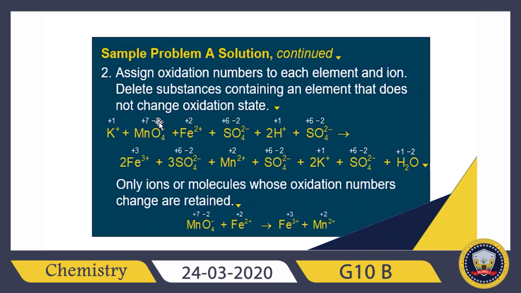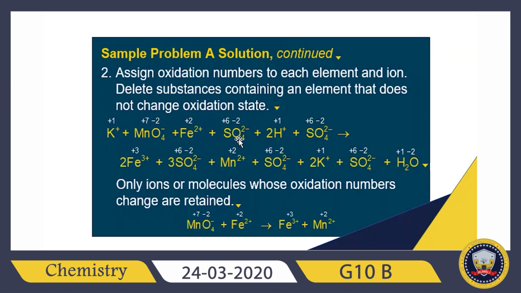So 4 multiplied by -2 is -8. -8 plus x should be equal to -1. Then you do the calculation, and the oxidation number of manganese will be +7. So super, right? Then for iron, the oxidation number is +2, as you can see.